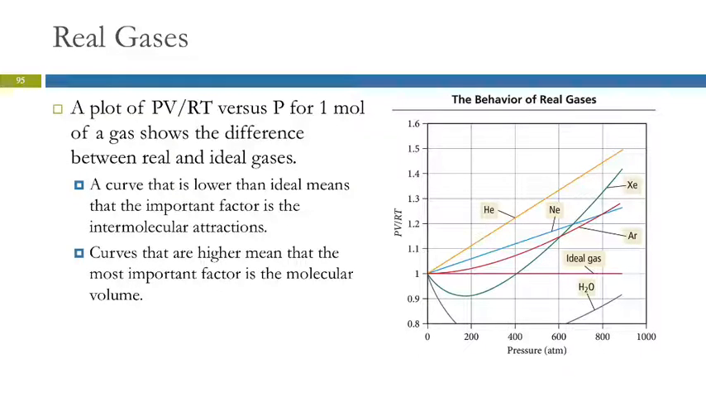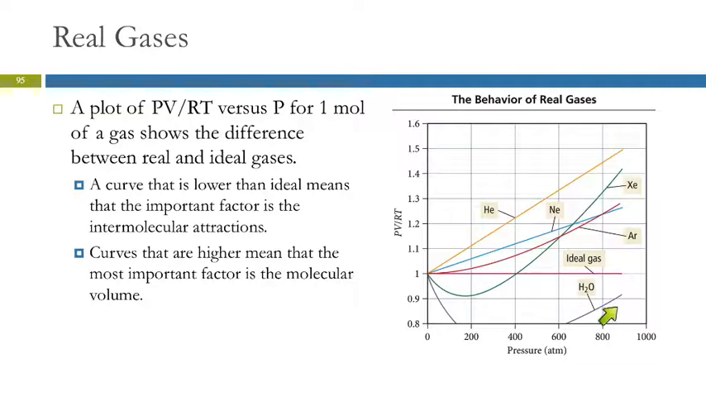So here's a graph where we've taken pressure times volume over gas constant times temperature. So PV over RT, that's equal to n, the number of moles. For an ideal gas, as we increase the pressure, we would see that it stays the same. It's 1. For a gas like helium, as we increase the pressure, we see that this increases. And that's telling us that the most important factor for helium is the volume of the particles. As the number gets larger, that means the molecular volume is more important.